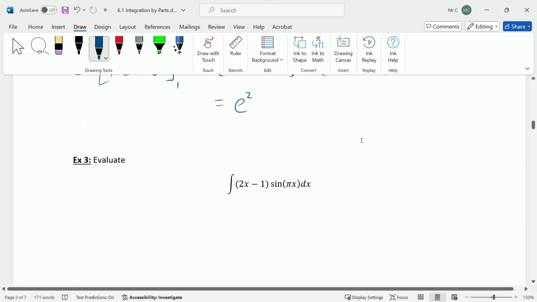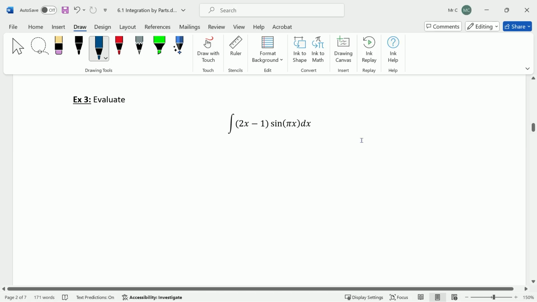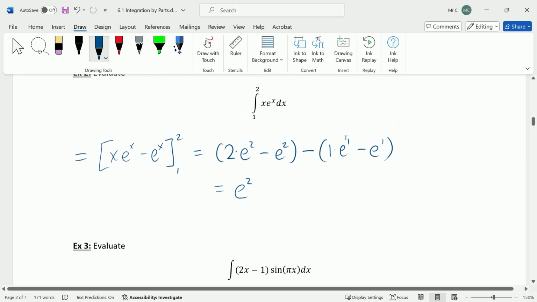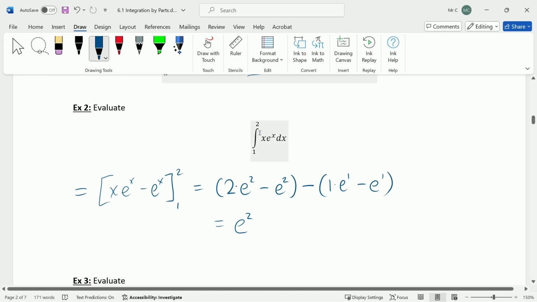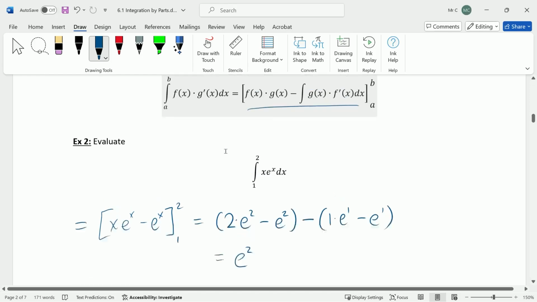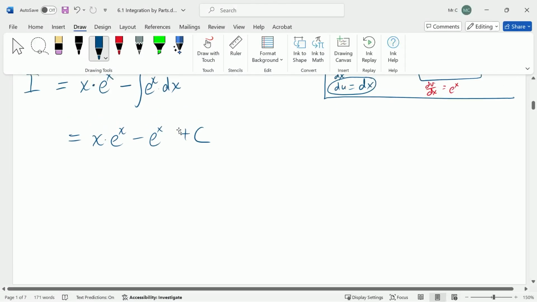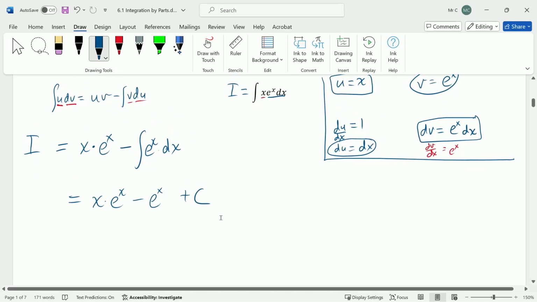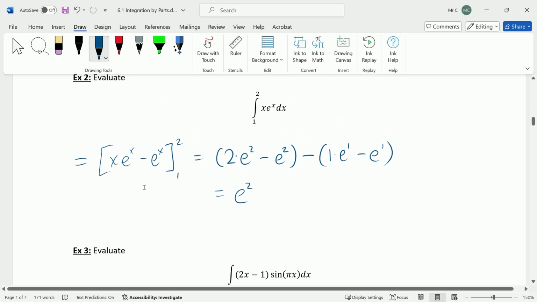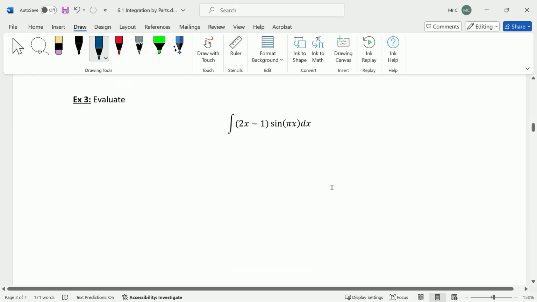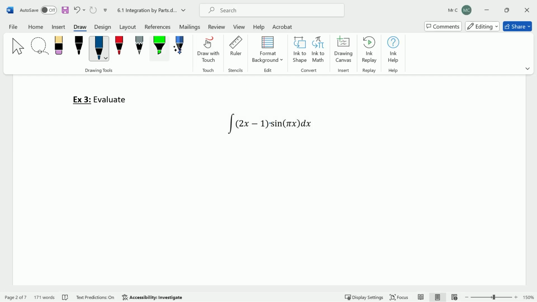Okay, so now let's try another one. Now we'd already done the work here. If you were doing a definite integral from the start and you hadn't yet found your antiderivative, you of course would have to do this work here, show the actual application of the formula. But we're saving a little time here. Now for example 3, we've got the integral of 2x minus 1 times sine of pi x dx.